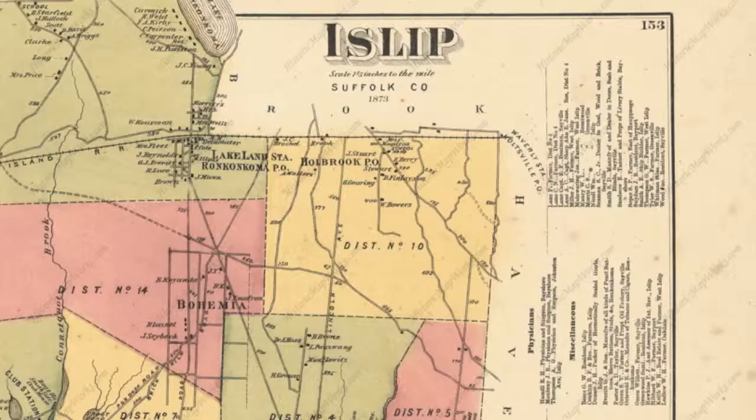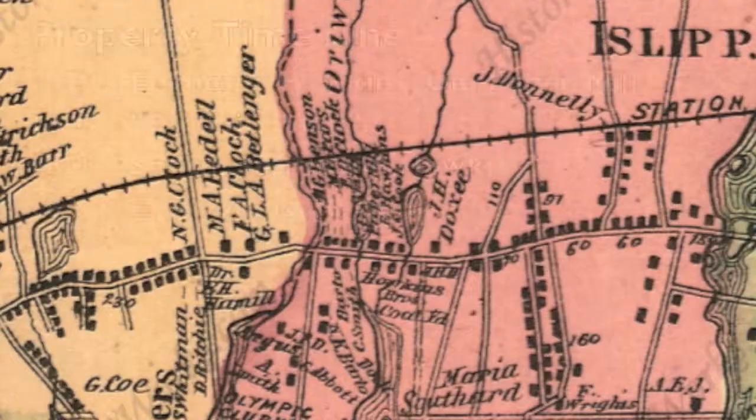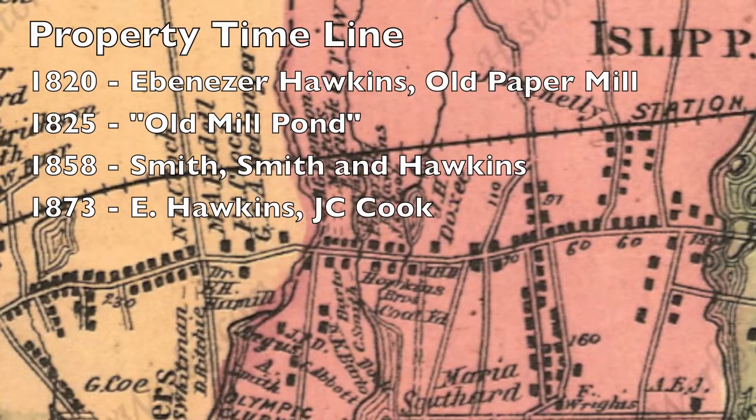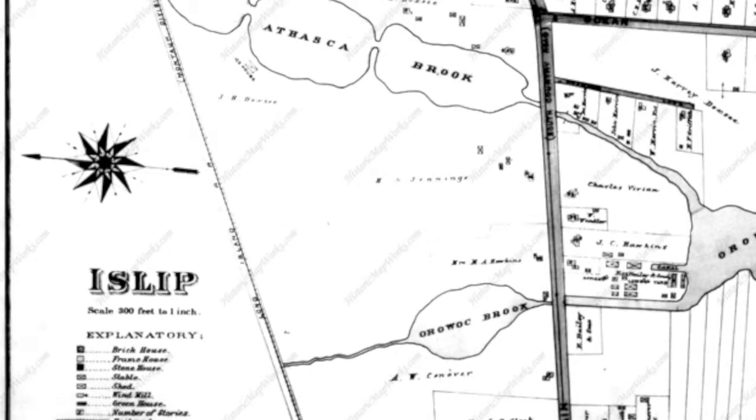A historical map from the year 1873 shows the paper mill on the property, along with land owned by E. Hawkins and J. C. Cook. By the looks of this map, there were stables and sheds here in 1902, owned by H. S. Jennings and Mrs. M. A. Hawkins.